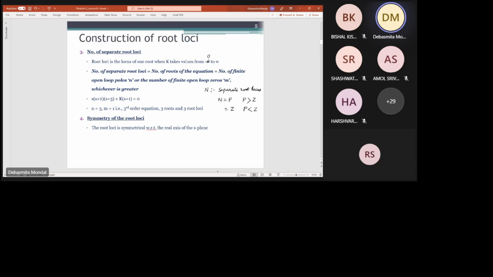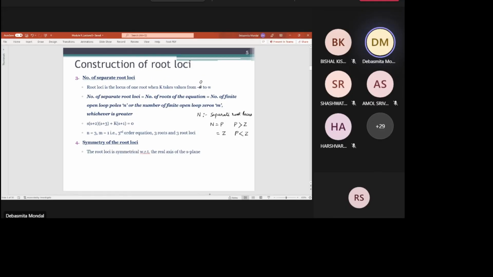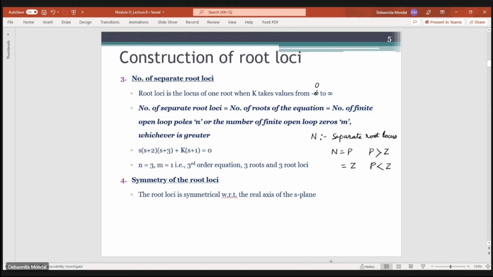So for the characteristic equation that we were talking about, here you see that we have three poles, so n equals to 3, and we have one zero, so m equals to 1. So this is basically a third order equation. Third order equation means that three roots of the equation are present. That means that the number of root loci which will be there is equal to 3.